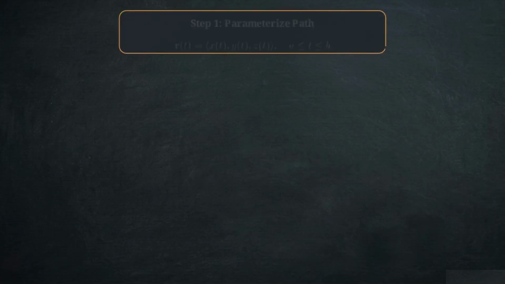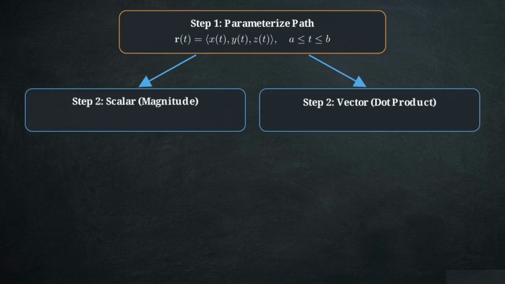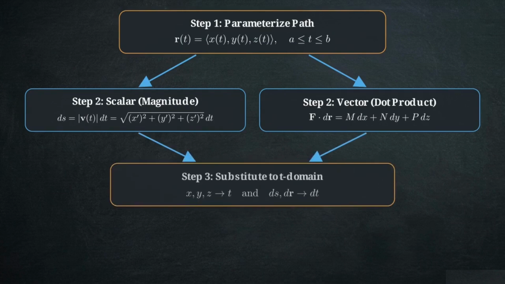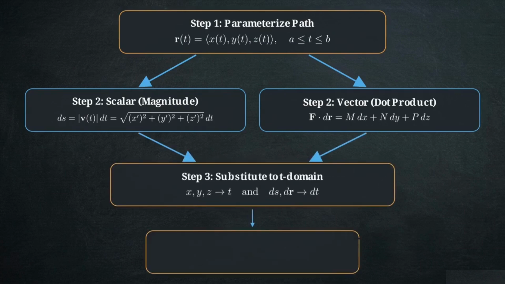Step 1. Parameterize your path for integration limits. Step 2. Select the differential, magnitude formula for scalar ds or dot product for vector dr. Step 3. Substitute spatial variables entirely into the t-domain. Step 4. Evaluate the standard definite integral.